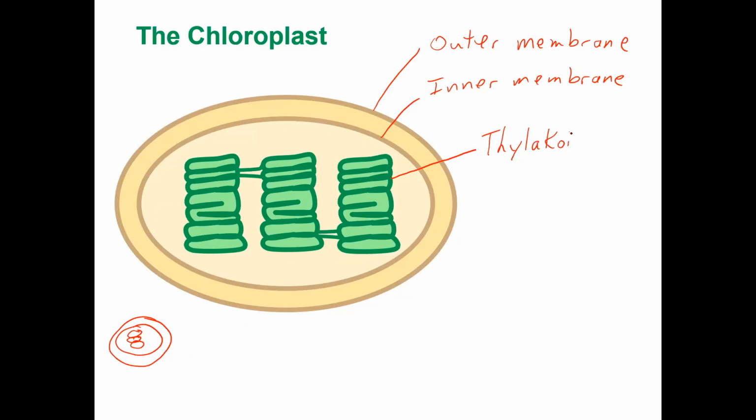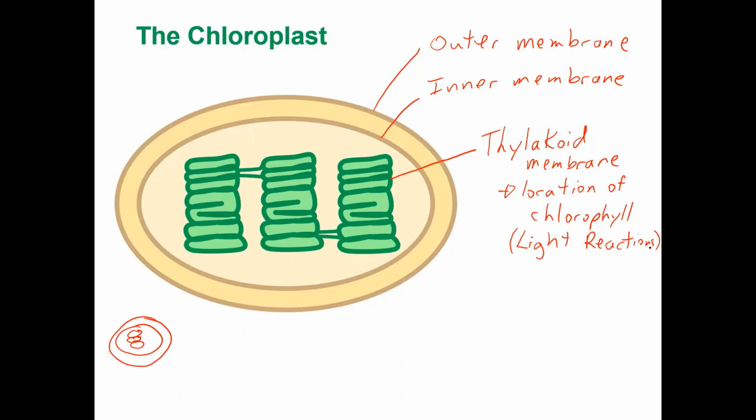Thylakoid membrane. I've colored that one green for good reason, because this is the location of chlorophyll. So that will be the note we're going to put: this is the location of chlorophyll. I could write "and other pigments" if I wanted to, but chlorophyll is the main one. And I'm going to put in brackets, more importantly, this is the location of the light reactions. So that's what we're going to talk about today, light reactions.